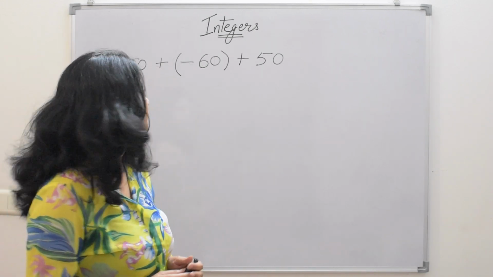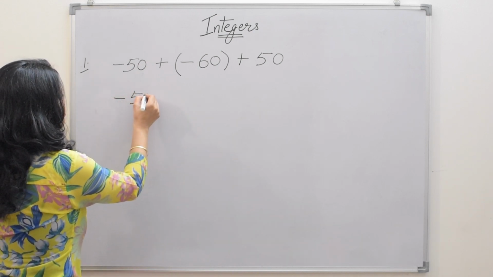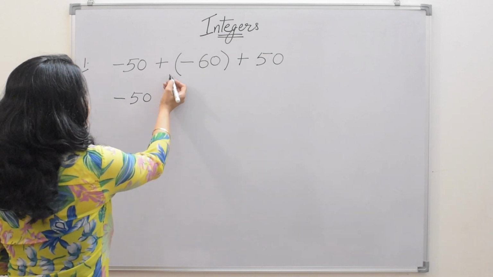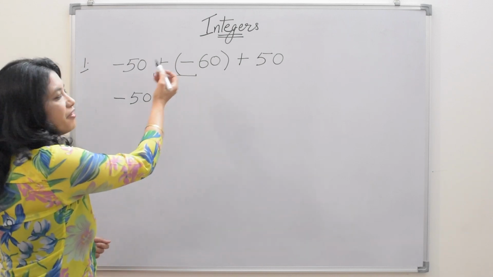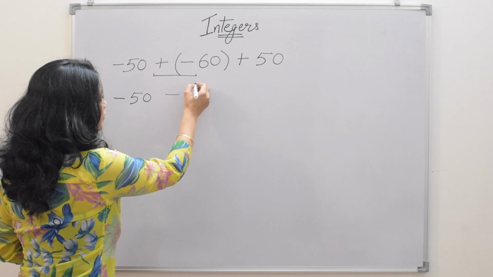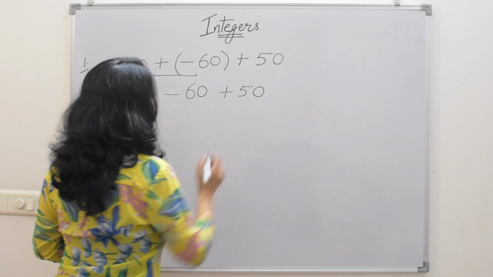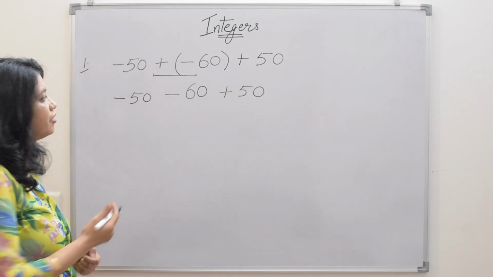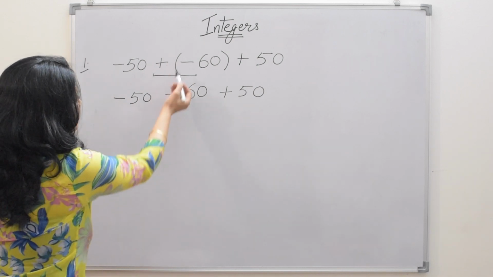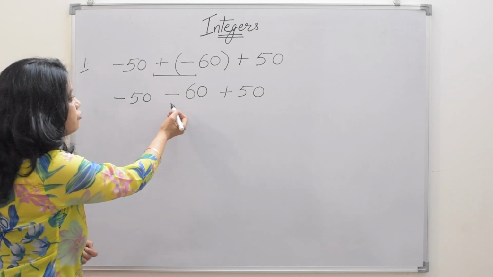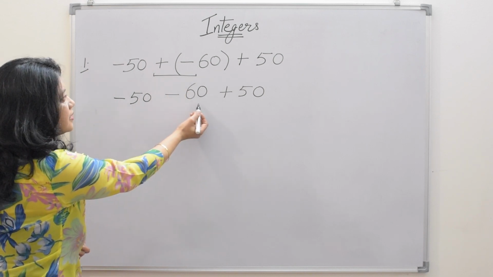Now we will solve another sum. Minus 50 we will write as it is. Now see, here we have two signs which are separated by a bracket. These are different types of signs, so subtraction sign. 60 will be written as it is, plus 50. Now here we have three numbers which have their own sign: minus 50, minus 60, plus 50. This minus is with 60. When we remove the bracket, this becomes minus 60.